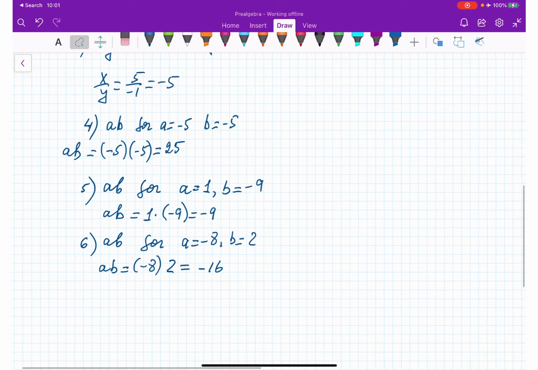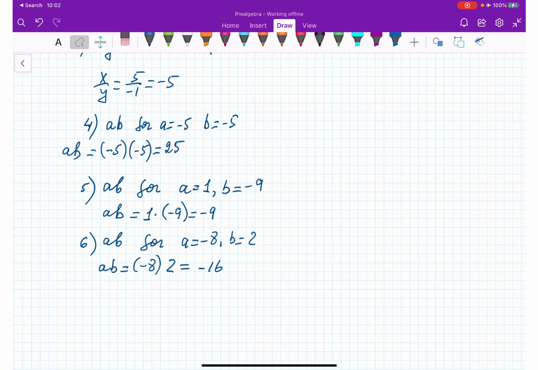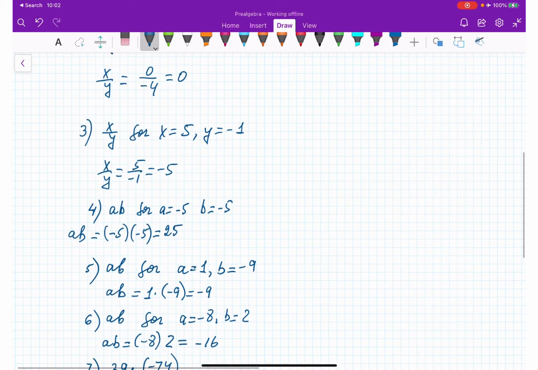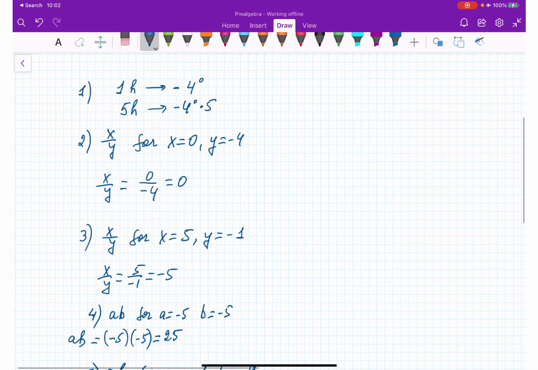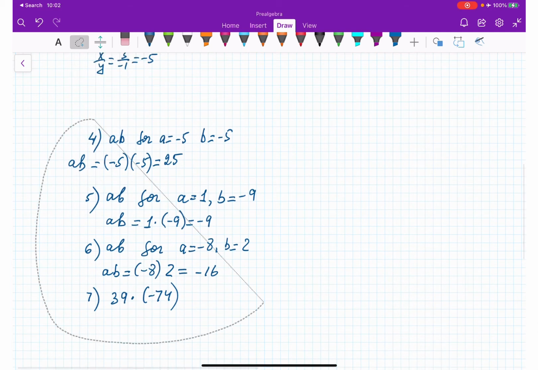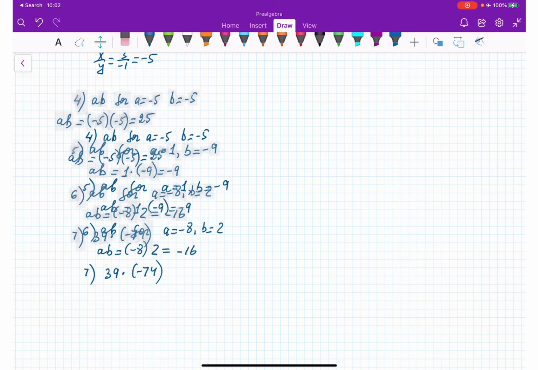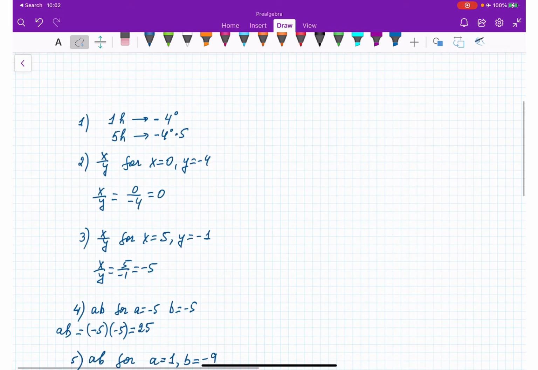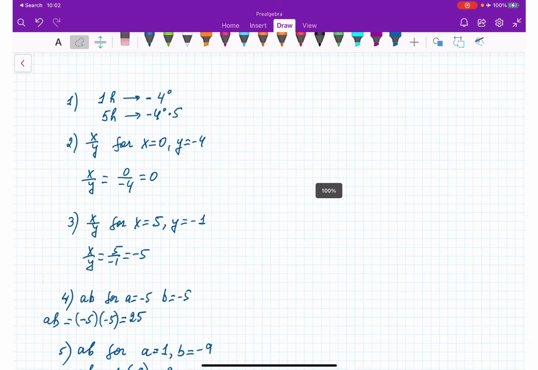Next, number 7. We have 39 times negative 74. Okay, multiplication of integers. So let me draw the template for the people who need help with multiplication with integers. Let me make it more compact so I can squeeze in multiplication, and we can see how it works. Just like for addition and subtraction, I'm going to put a multiplication and division template. And it's much easier.